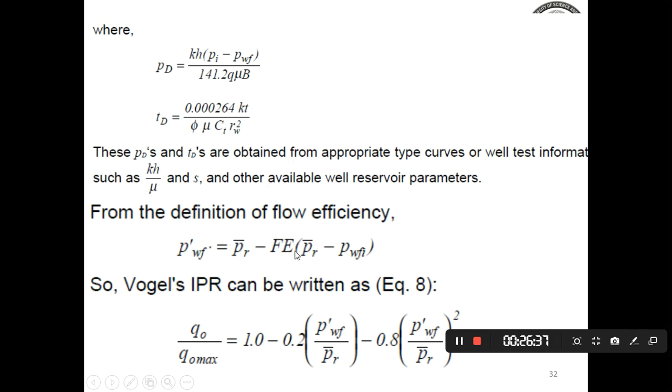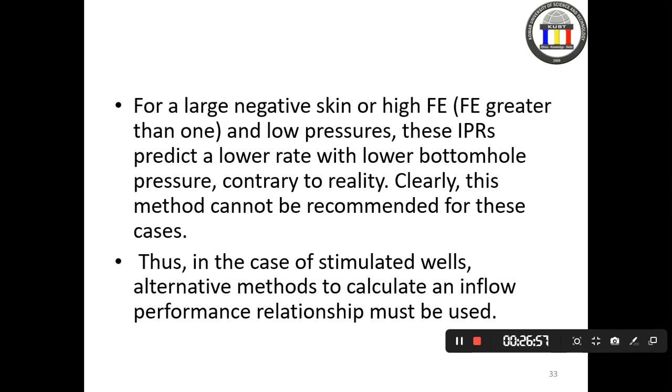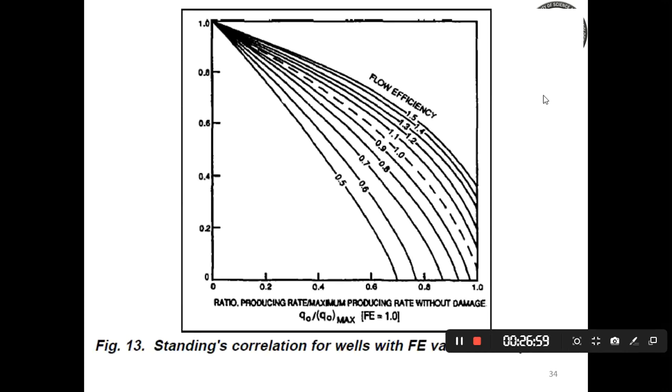Okay, here you can see flow efficiency. Flow efficiency reduces the flowing bottom hole pressure. It is obtained through the well test analysis and can be used. So when you talk about the well performance and the pressure drops, you must take care of flow efficiency also. Here you can see, based on the flow efficiency of 0.5, the producing rate is less. Okay, 1, this is the one.